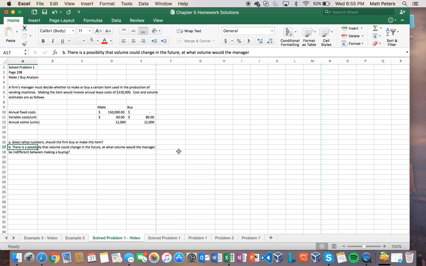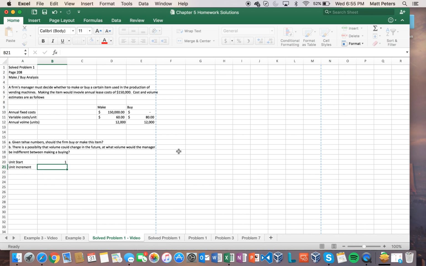And then is there a possibility that volume could change in the future? At what volume would the manager be indifferent to buying or making? So let's set this up. We're going to set this up very similar to the way we did our last problem. So I want to define our unit start and our unit increment. Say 1,000.